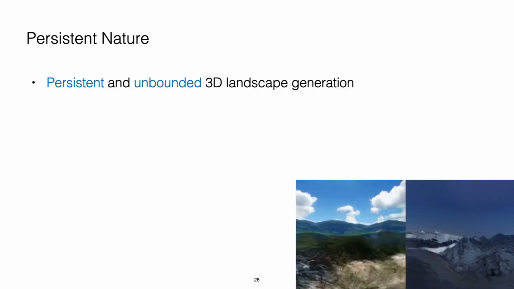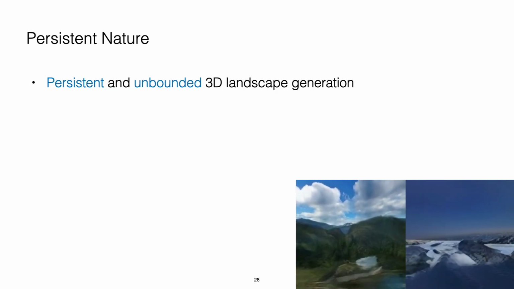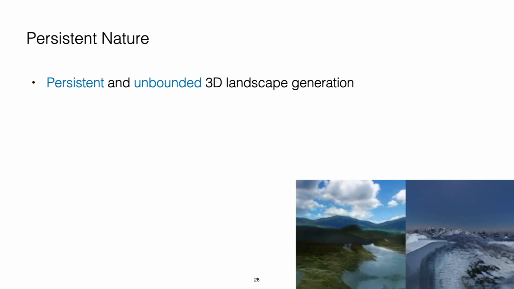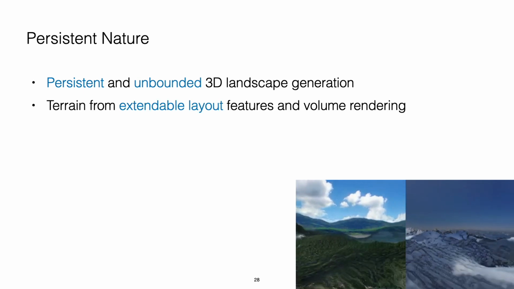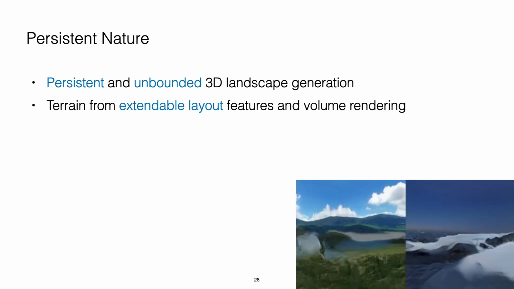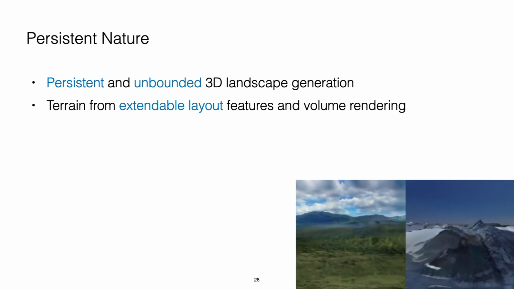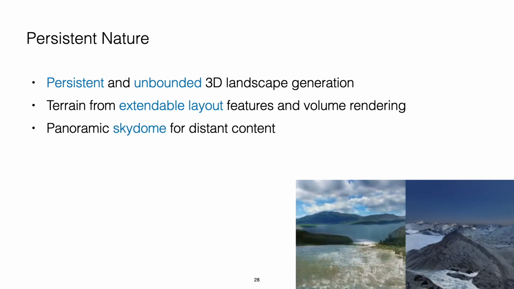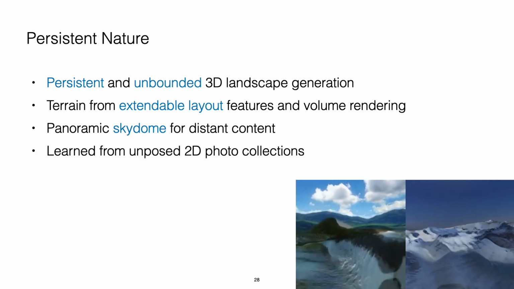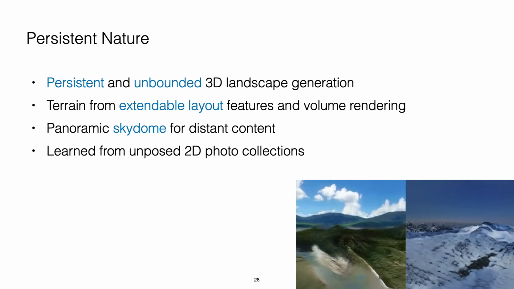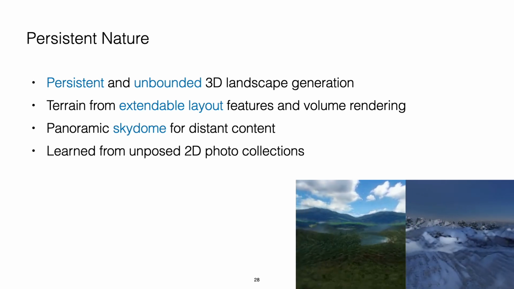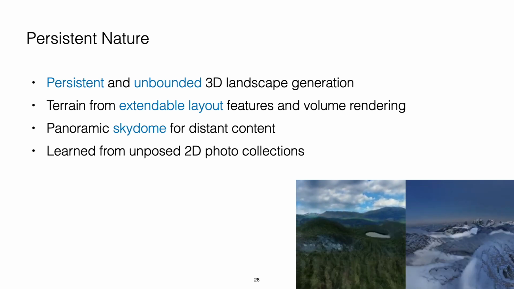To summarize, we tackle the problem of generating persistent and unbounded 3D landscapes. We generate the terrain from extendable layout features, which are lifted to 3D, decoded, and volume rendered. And we use a panoramic skydome for distant content. Our setup doesn't require any special dataset collection and is learned from landscape images without 3D ground truth.